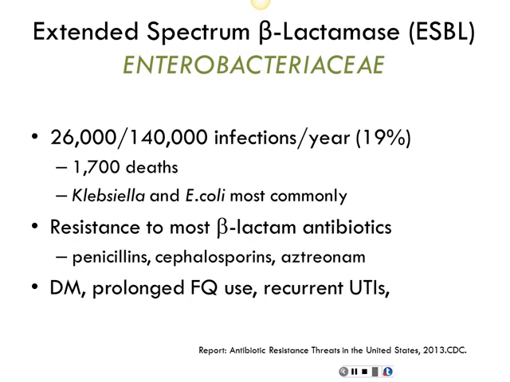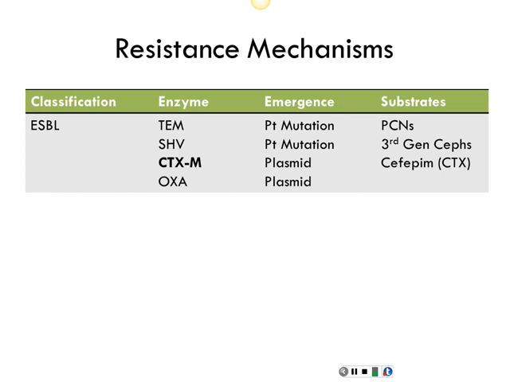From an enzyme mechanism, we've got TEM, SHV, CTX, and OXA. The first two are point mutations that occurred. TEM was named for a patient from Greece, and it has about 130 subtypes that encode for a bunch of different beta-lactamases, and some of those are ESBLs. SHV is one of the more common ones that we will see in the United States, but CTX is the most common form of ESBL in the United States. It accounts for about 60% of the ESBLs that we have.